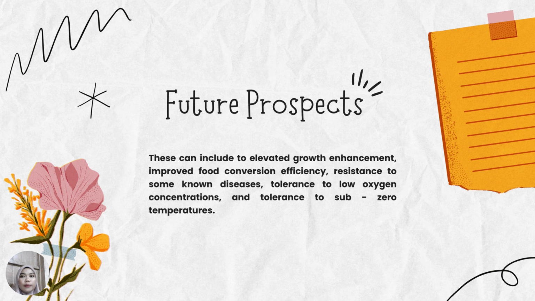For future prospects, undoubtedly, transgenic fish technology has great potential in revolutionizing the aquaculture industry by introducing desirable genetic traits into finfish, shellfish, or crustaceans. Superior transgenic strains with improved genetic traits can be produced for aquaculture. These traits include feed conversion efficiency, resistance to some known diseases, tolerance to low oxygen concentration, and tolerance to sub-zero temperatures.